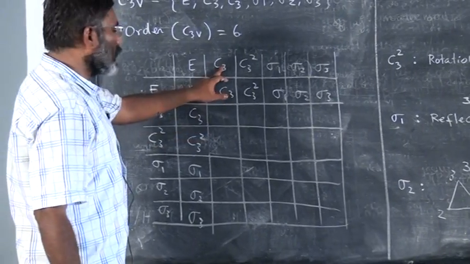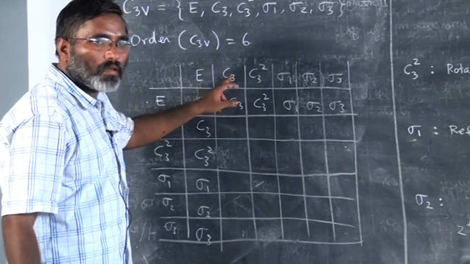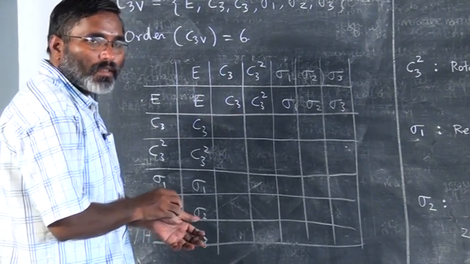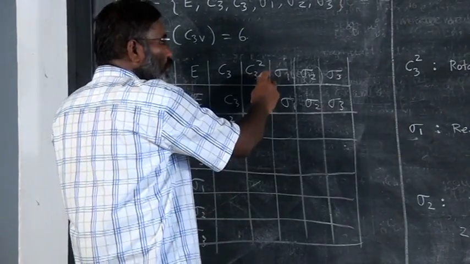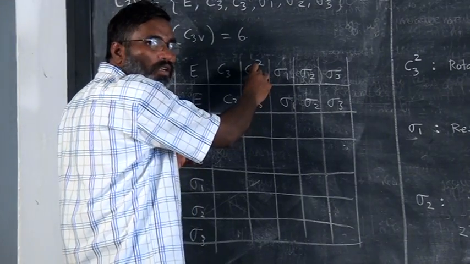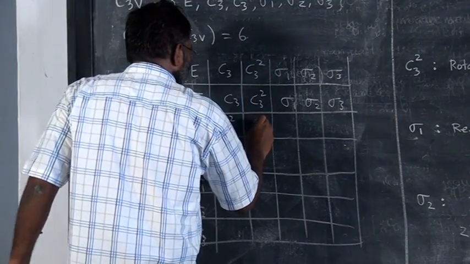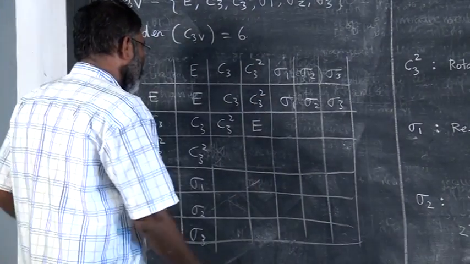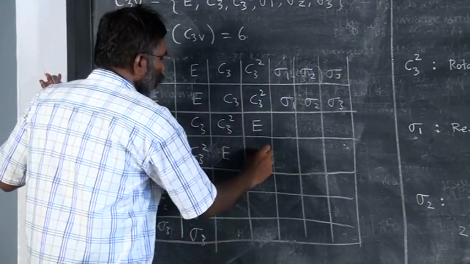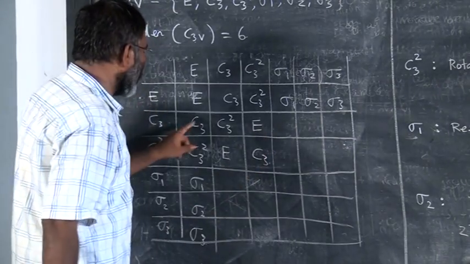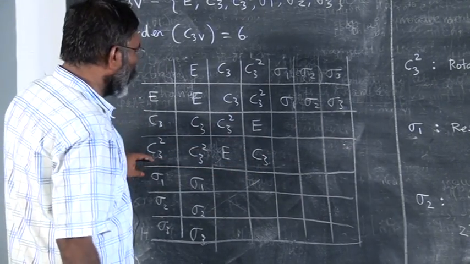Now, C3, it should be C3², right? By definition, this is C3². C3 is 120, this is another 120, so it will become an identity. So, we can immediately write this, and C3³ is an identity. C3² times C3 is the identity. So, this part of the table we can fill.